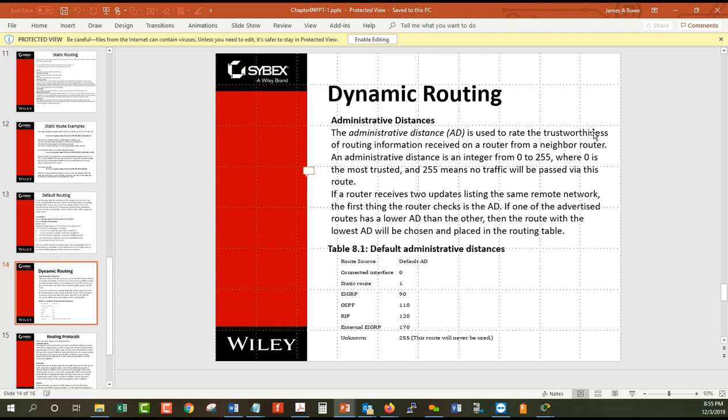So it will use RIP if it has to. If there's nothing else available, it will use RIP. But if you have both RIP and EIGRP, it's going to look at EIGRP before it looks at RIP, okay? Because it finds that the information from EIGRP is more reliable, okay?